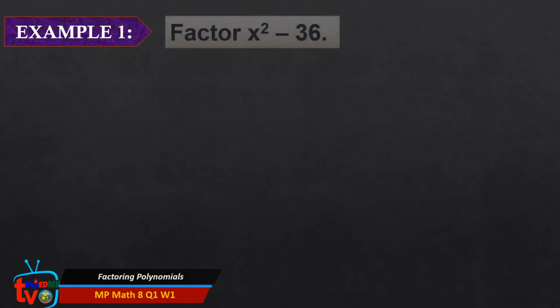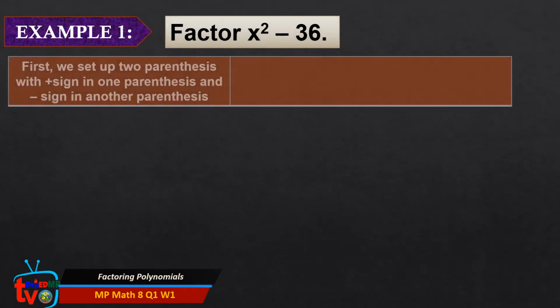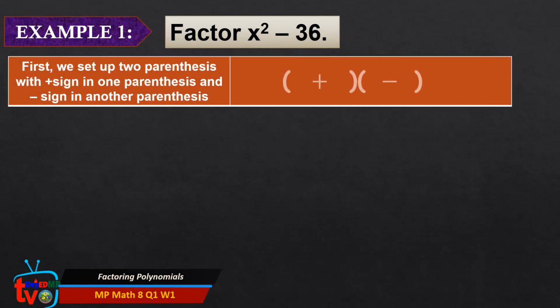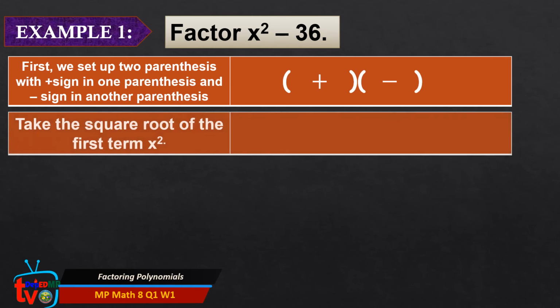So let's take a look at these examples. For example 1, factor x squared minus 36. To get the factors of this, we are going to first set up two parentheses with a plus sign in one parenthesis and a minus sign in the other parenthesis. Next, we take the square root of the first term, which is x squared. The square root of x squared is x. So we write it as the first term of the two binomial factors.